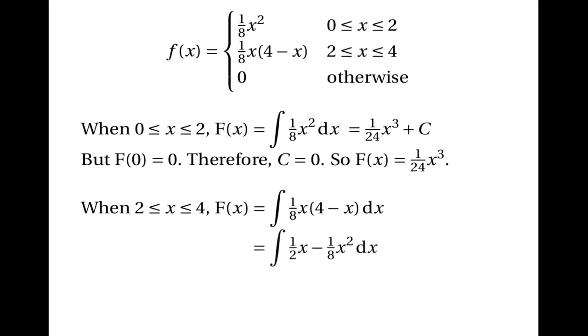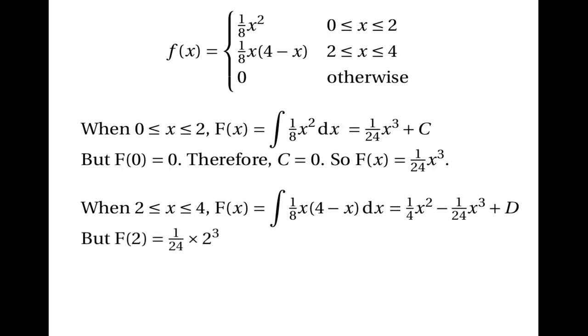It's the same as the integral of a half x minus an eighth of x squared, which is a quarter of x squared minus 1 over 24 times x cubed plus another constant. Let's call it d. Okay, again, the only problem here is that we don't know the value of d yet. But if we think about the start of the interval where x is equal to 2, we can find out what d is. We know that f of 2 must be 1 over 24 times 2 cubed, using the previous formula, which is a third.